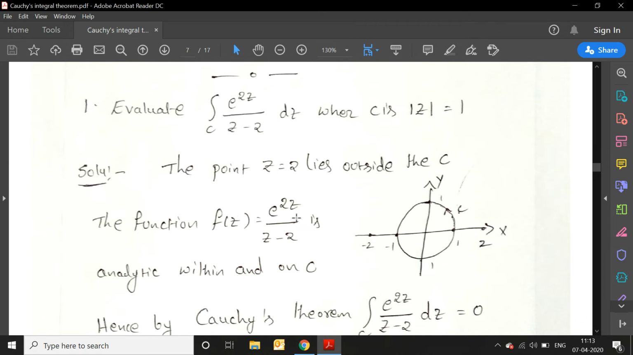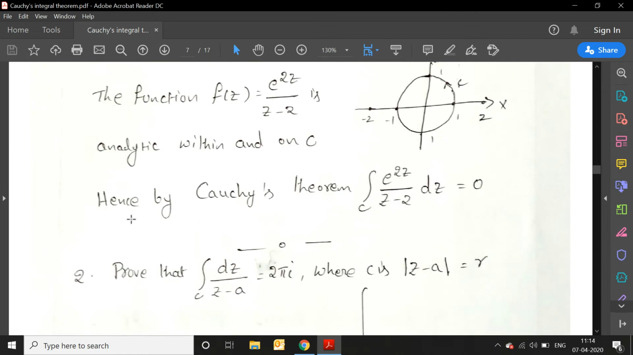So by using Cauchy's theorem, f of z is always analytic within and on C, but our point is outside. So that's why we can write by Cauchy's integral theorem, integral C e power 2z by z minus 2 dz is equal to 0. Directly we are using Cauchy's theorem and the analyticity of the given function, then we can write the integration value is 0.